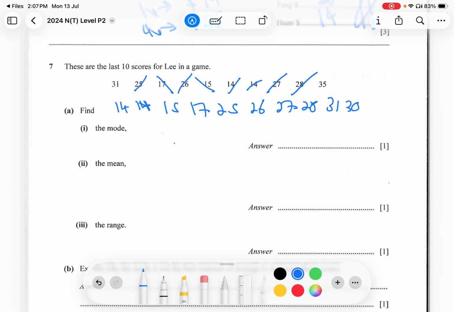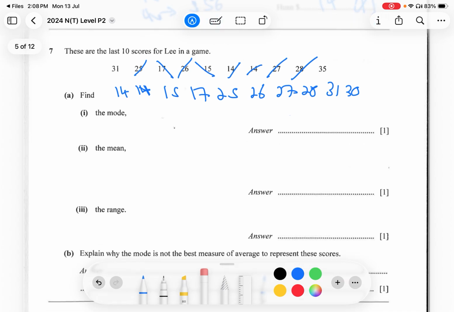Not the mode, the range. The range is the longest. The range is 35 minus 14, 21. This is the range. The mode, with the highest frequency, is the most popular, 14, because 14 appeared twice.